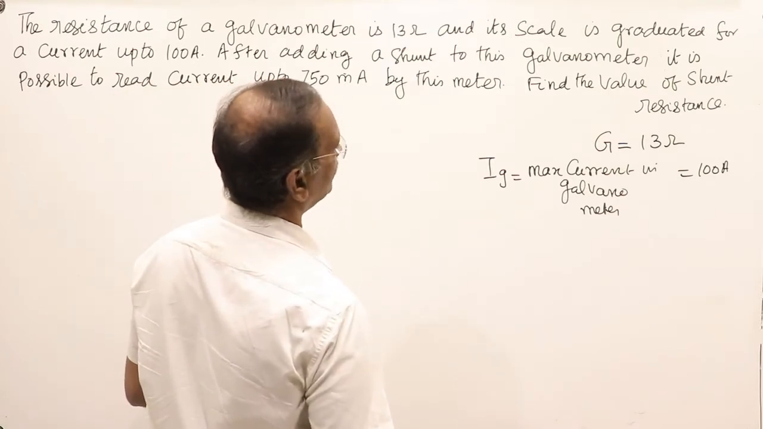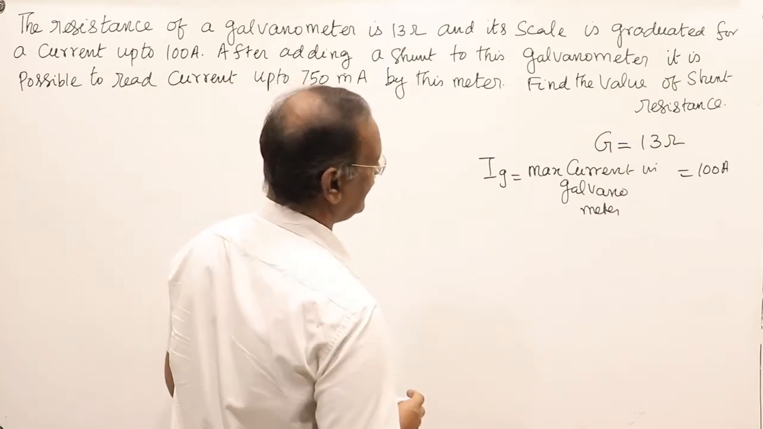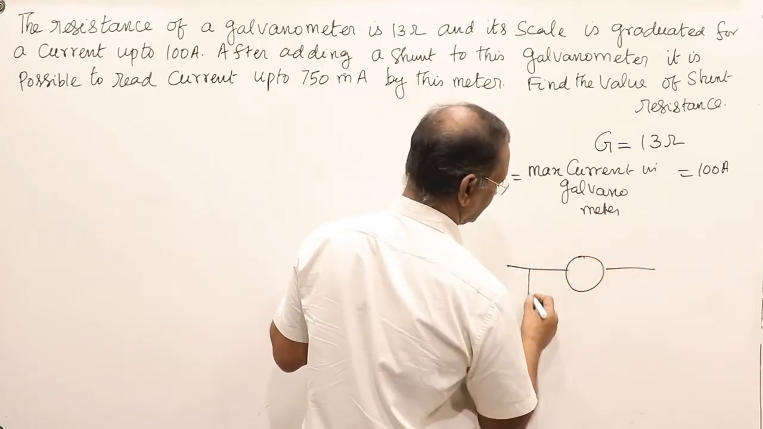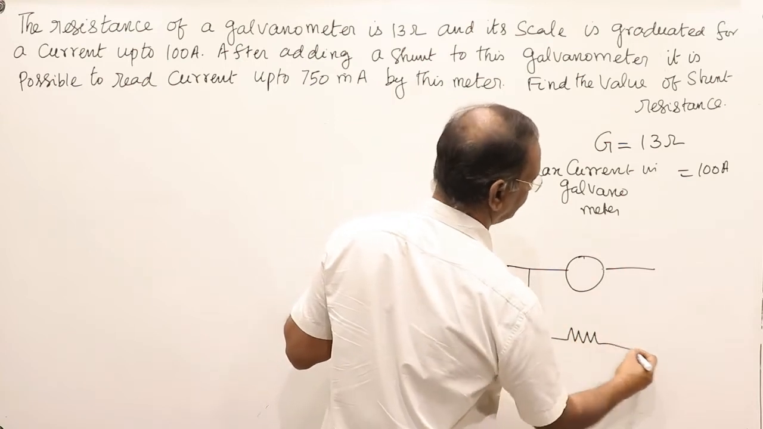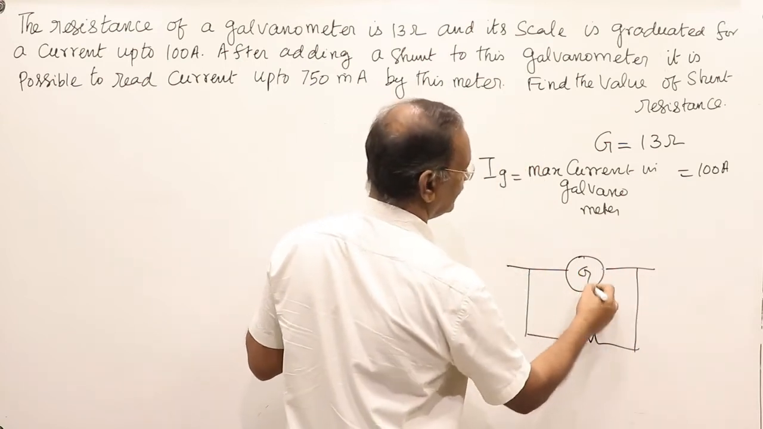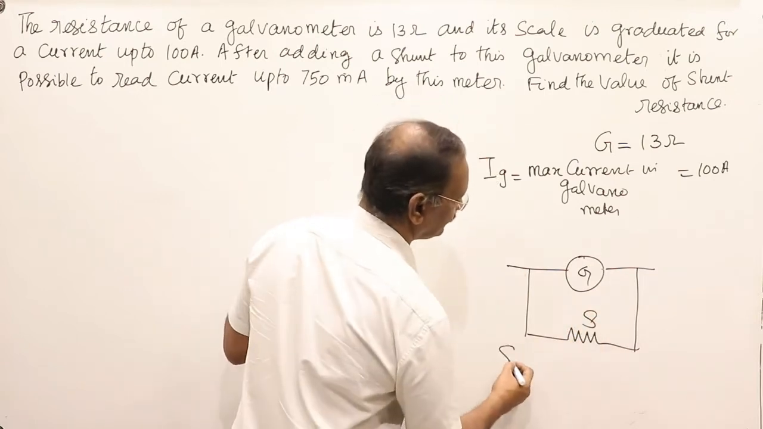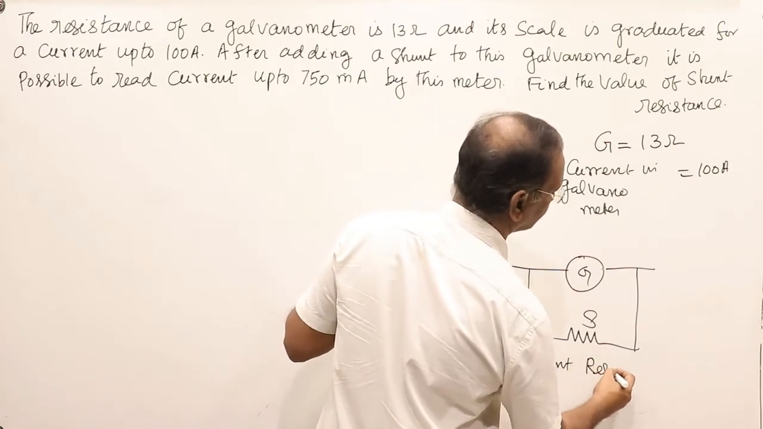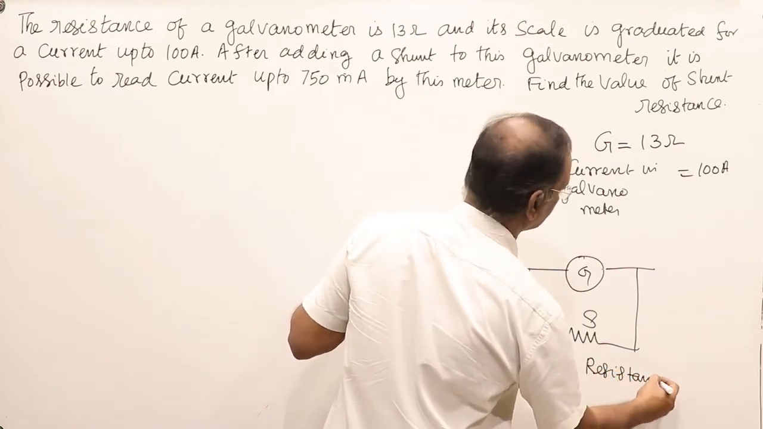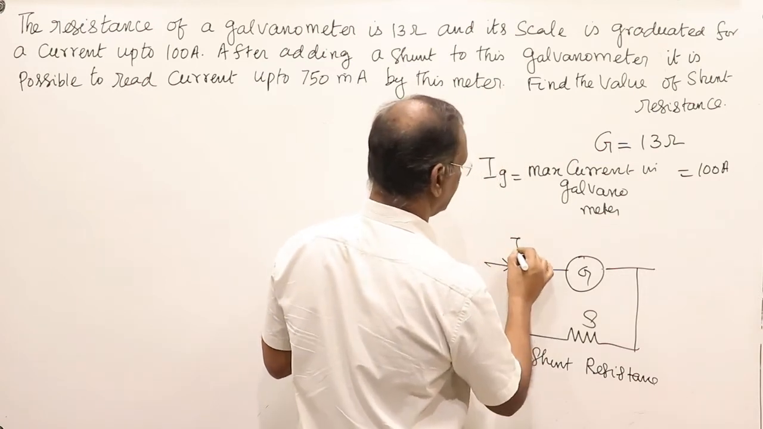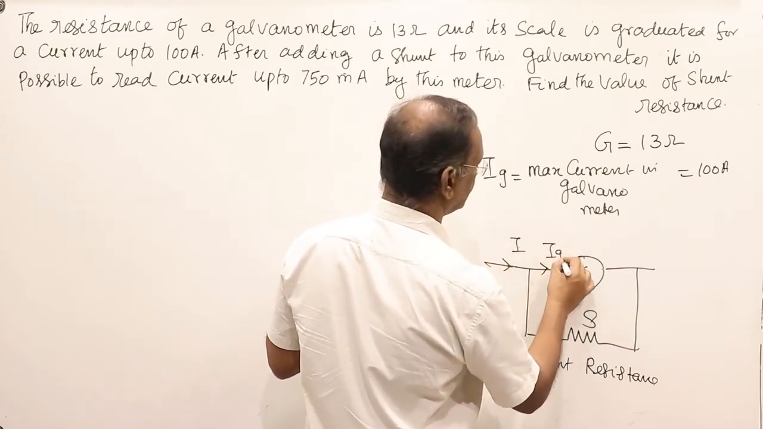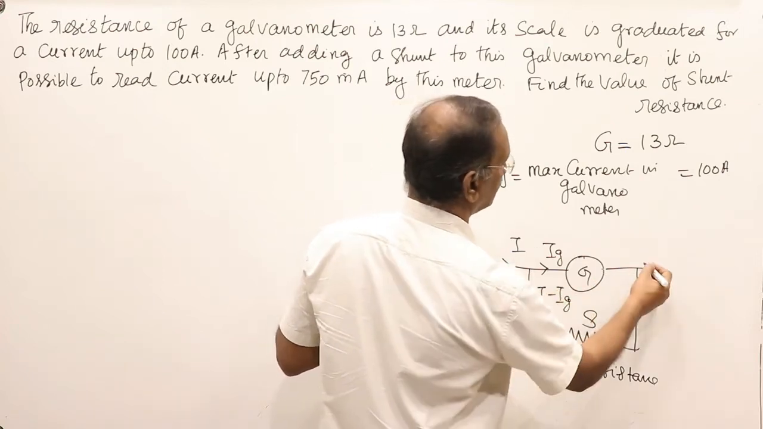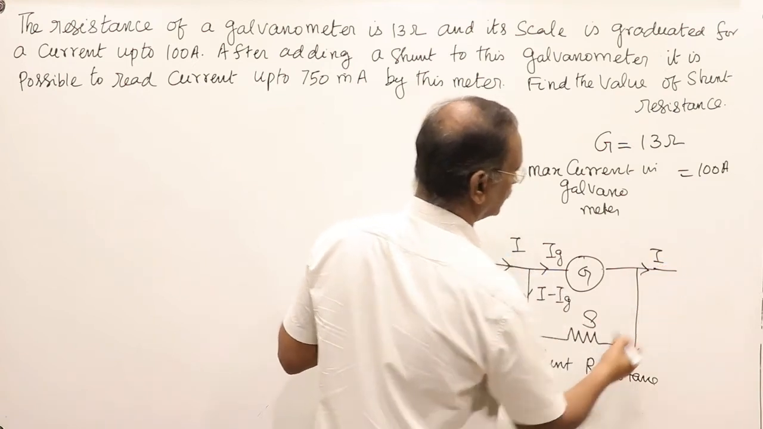After adding a shunt to the galvanometer, see, now we are adding a shunt to the galvanometer. This is the galvanometer. This shunt is added to the galvanometer. S is equal to the shunt resistance. This is the main current I. This is the current through the galvanometer, Ig. This is I minus Ig, and this is the main current I out.